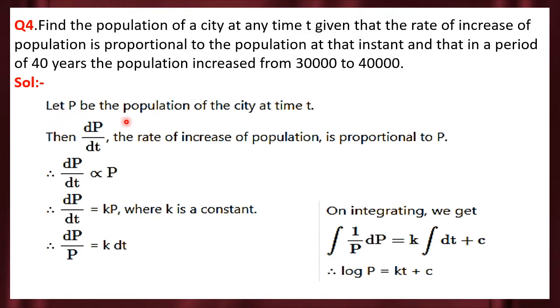Now let p be the population, and these steps are the same as question number 2. Then dp by dt is equal to the rate of increase of population, which is proportional to p, so it is equal to kp, and dp by p is equal to k dt, that is variable separable form. On integrating we get integral 1 upon p dp is equal to k into integral dt plus c, that is log p is equal to kt plus c.